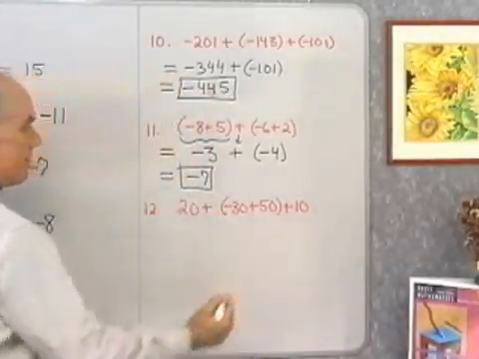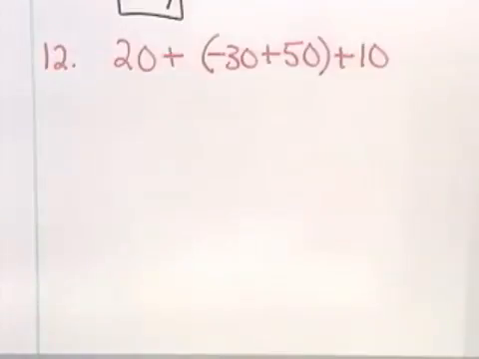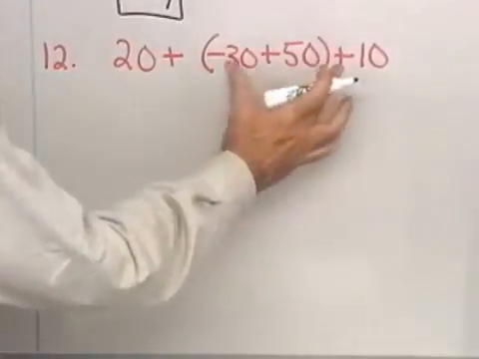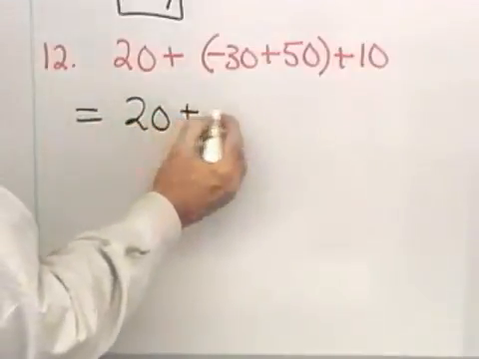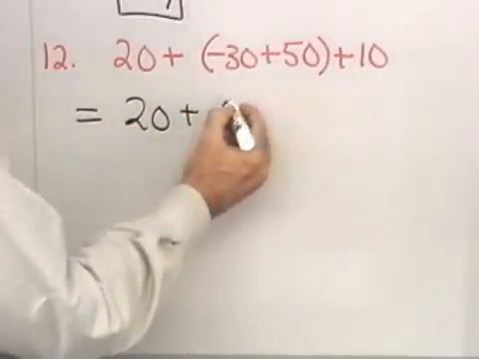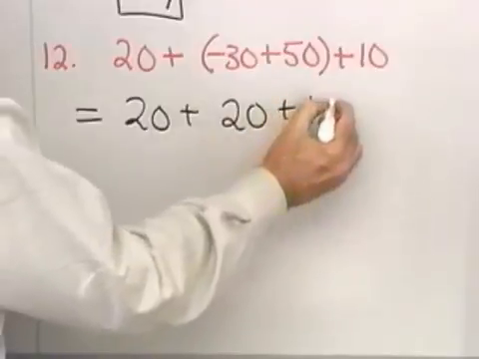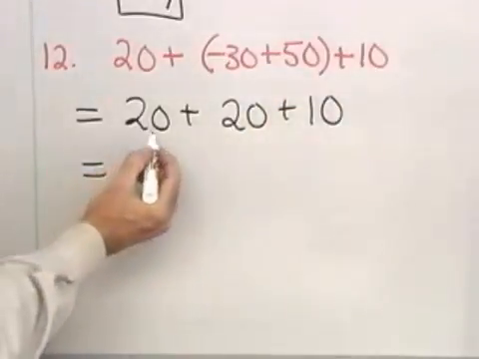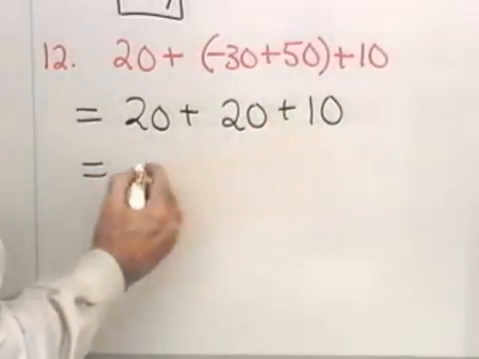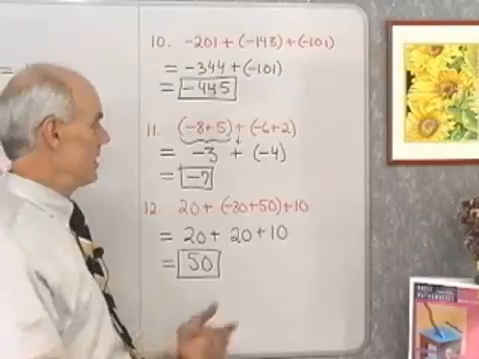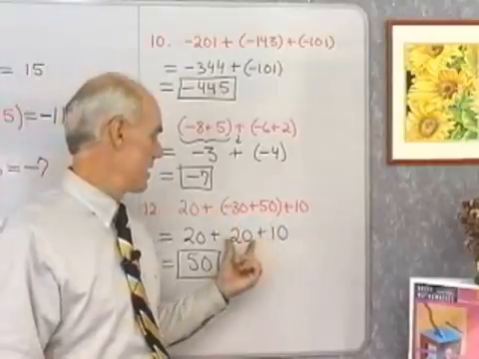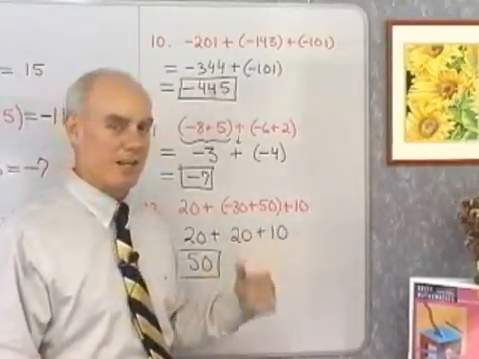Let's look at the last problem here. I have parentheses, 20 plus -30 plus 50, that quantity, plus 10. So let's simplify inside the parentheses first. -30 plus 50 is 20, plus 10. 20 and 20 is 40, and 10 is 50. So this comes out to be 50, and I simply add inside the parentheses first. I get that 20, and then I add to the other 20 and that 10.